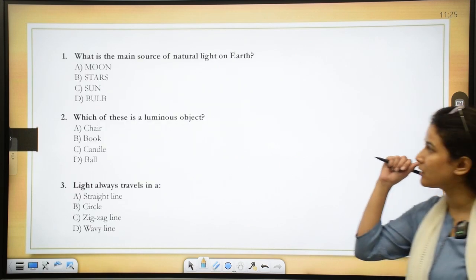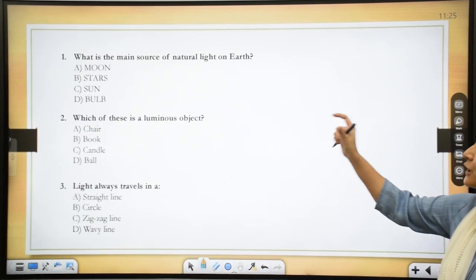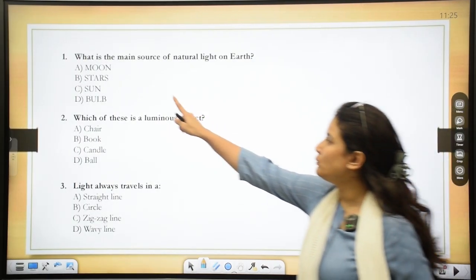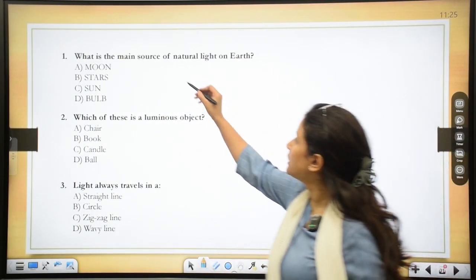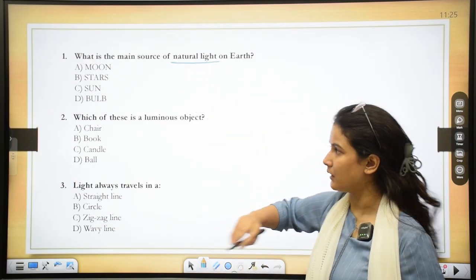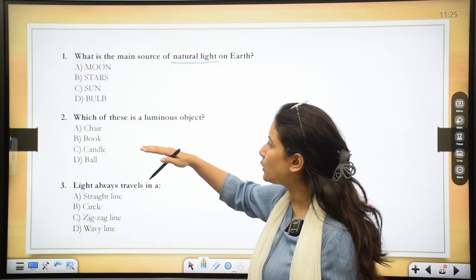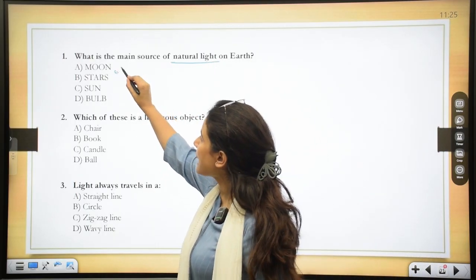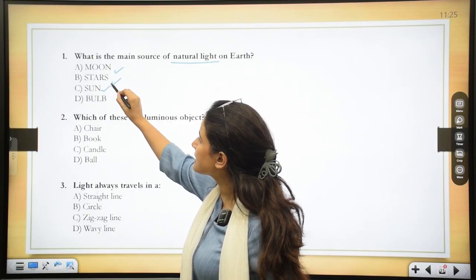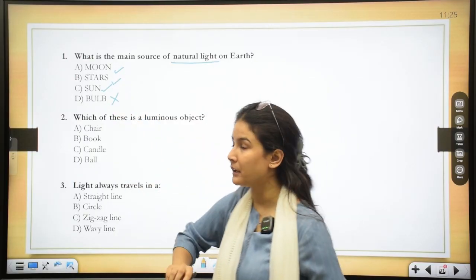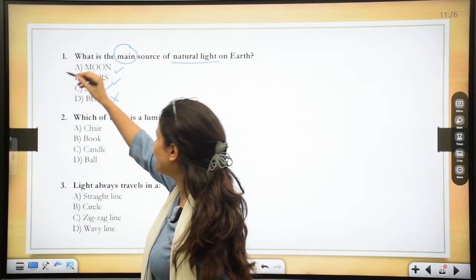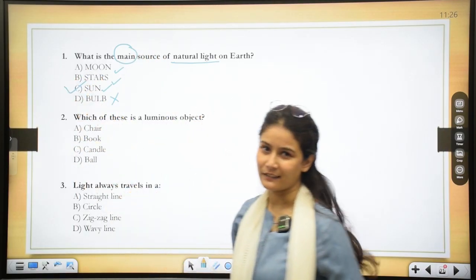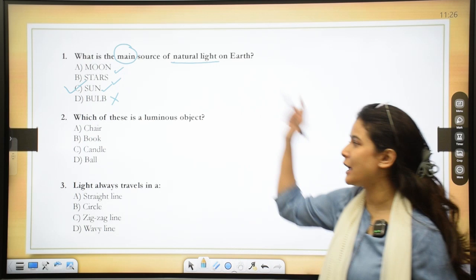First question. What is the main source of natural light on earth? Moon, stars, sun or bulb. If you are confused, it says natural light. First let us narrow down our options. Moon is natural, stars are natural, sun is natural, bulb is not natural, it is man-made. But it is asking for the main source. Yes, you guessed it right, it is the sun, because it is the main source of natural light.